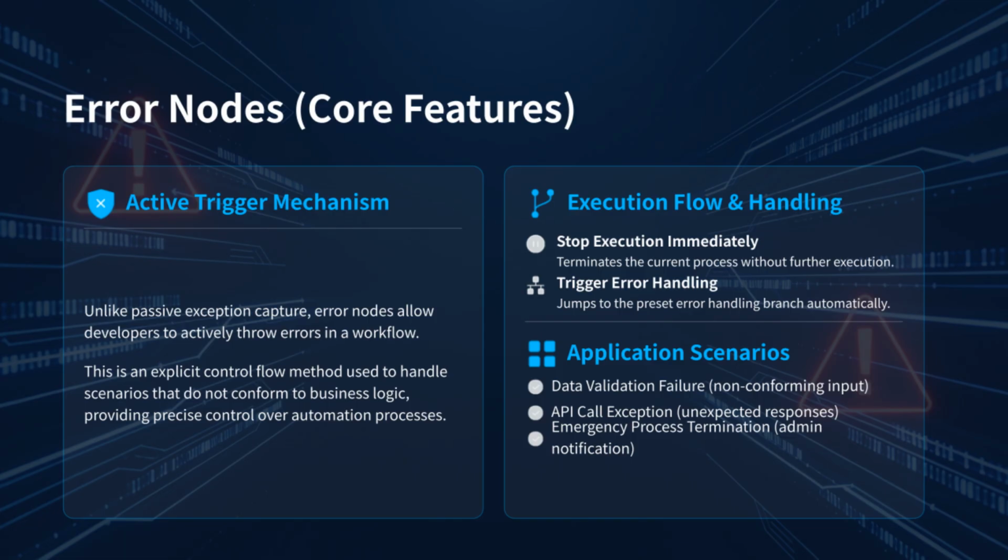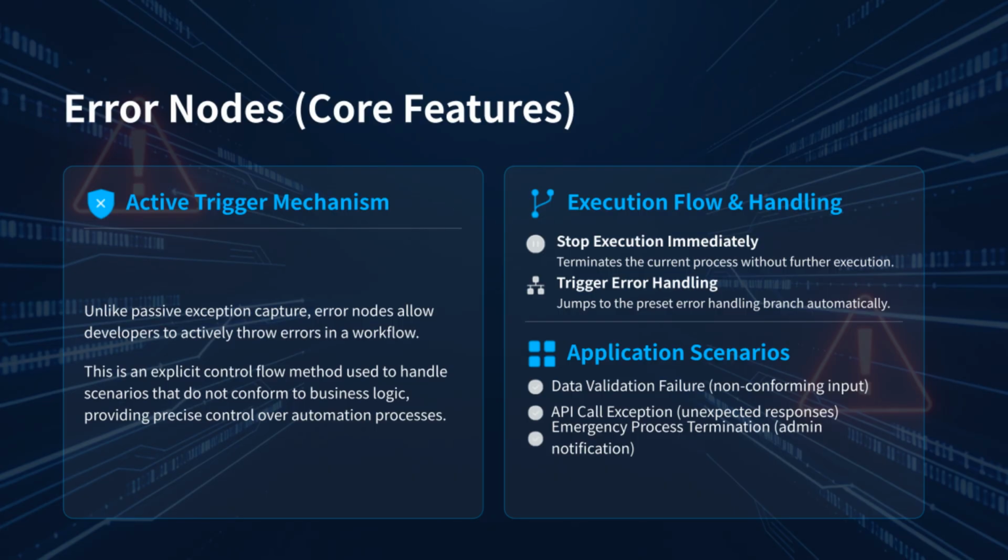When you trigger an error node, 2 things can happen, and you can choose the behavior. Stop execution immediately, the workflow halts right there, and no more nodes run. This is ideal for critical issues, such as bad data or a failed API call. Trigger error handling, the workflow jumps straight to your preset error workflow, which we just discussed, to manage the situation.